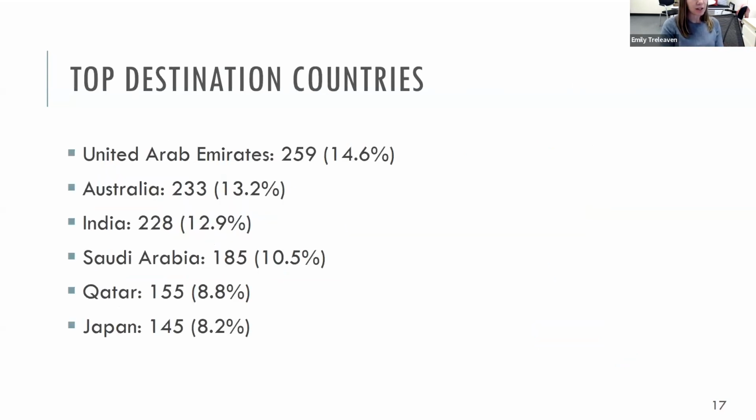And the top destination countries for CVFS respondents are predominantly in the Persian Gulf. We see high rates of migration to the United Arab Emirates and Saudi Arabia, also India, Australia, and Japan.